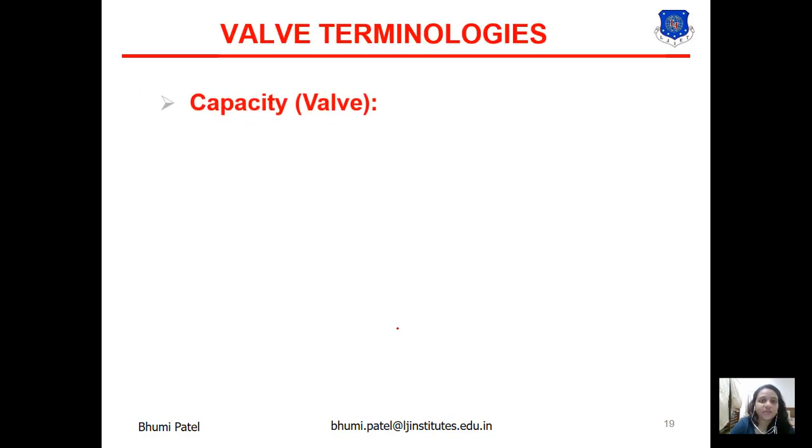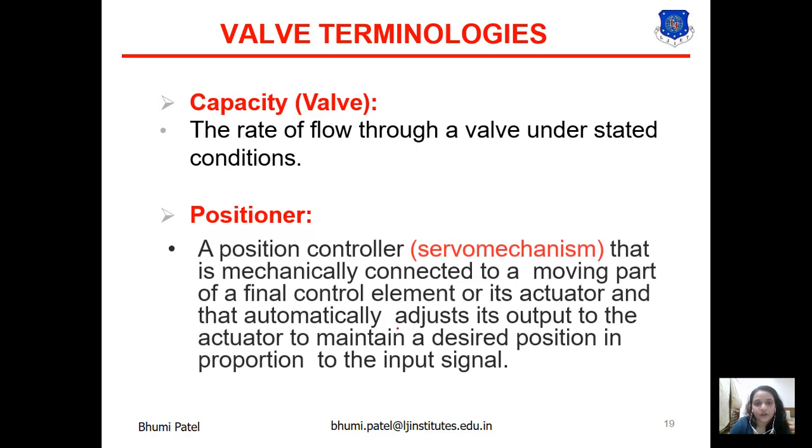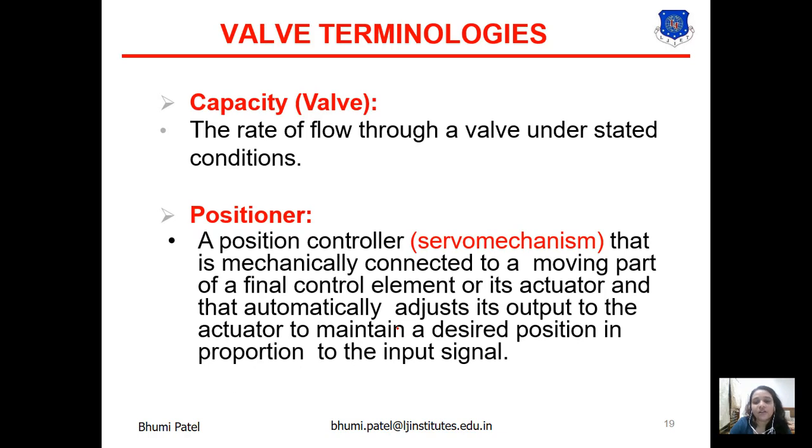Now the next terminology is capacity: the rate of flow through a valve under stated conditions. Now positioner. A positioner is a controller or servo mechanism that is mechanically connected to a moving part of the final control element. What is the final control element? Our control valve or its actuator.